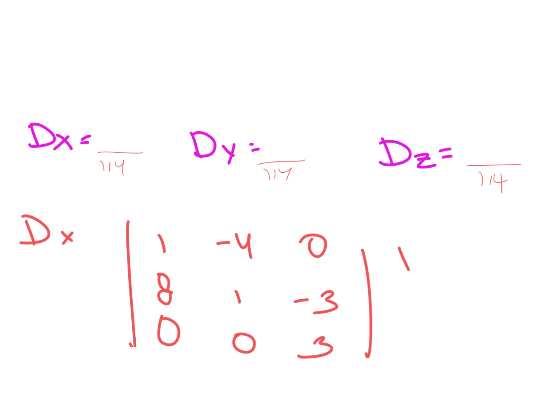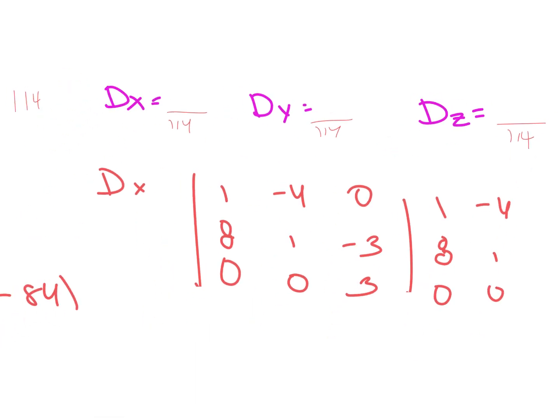Recopy the first two columns, 1, 8, 0, and then -4, 1, 0. So we take our 3 majors, top left, bottom right, boom, boom, boom. And we're going to multiply and add. So 1 times 1 times 3 is 3. -4 times -3 plus 0 is 0. 0 times 8 times 0 is 0.